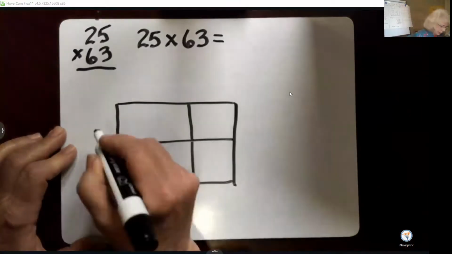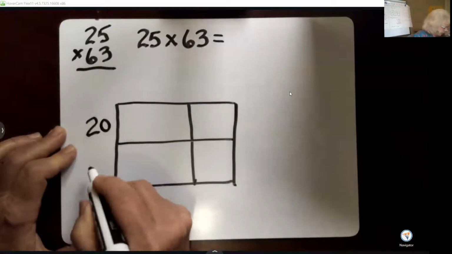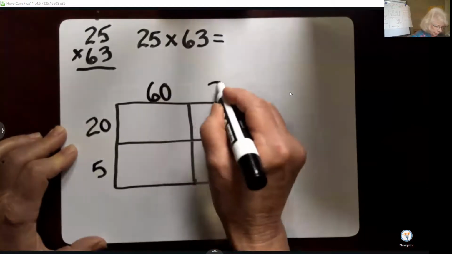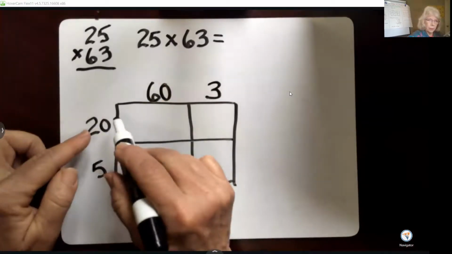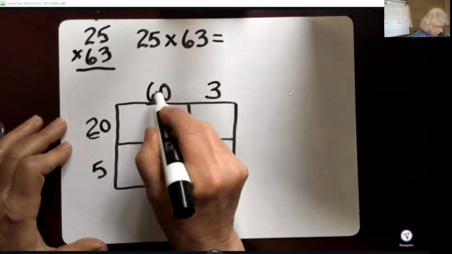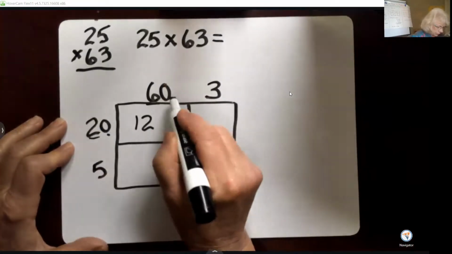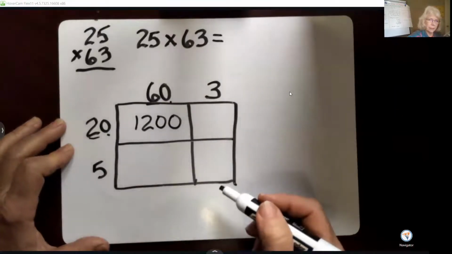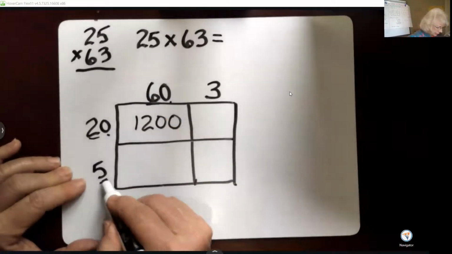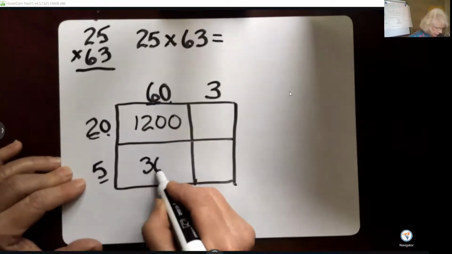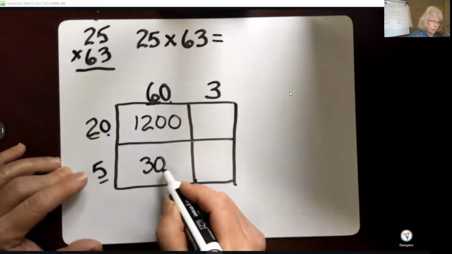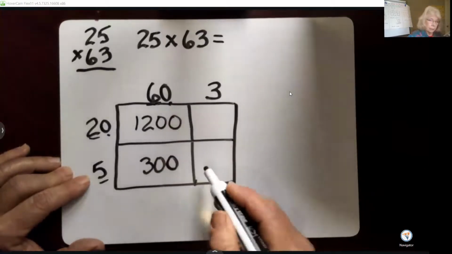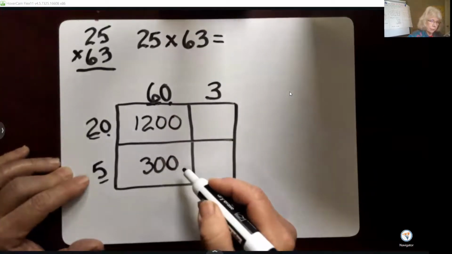See how you did. So our 25 becomes 20 and 5. Our 63 becomes 60 and 3. We multiply our 20 times our 60, and we have 12, 2 times 6 plus 2 zeros. So we end up with 1,200 in that square. 5 times 60, 5 times 6 is 30. Notice that's a little tricky because I already have a 0 in my product, but I still need to pick up this 0. So my product for that box is actually 300.